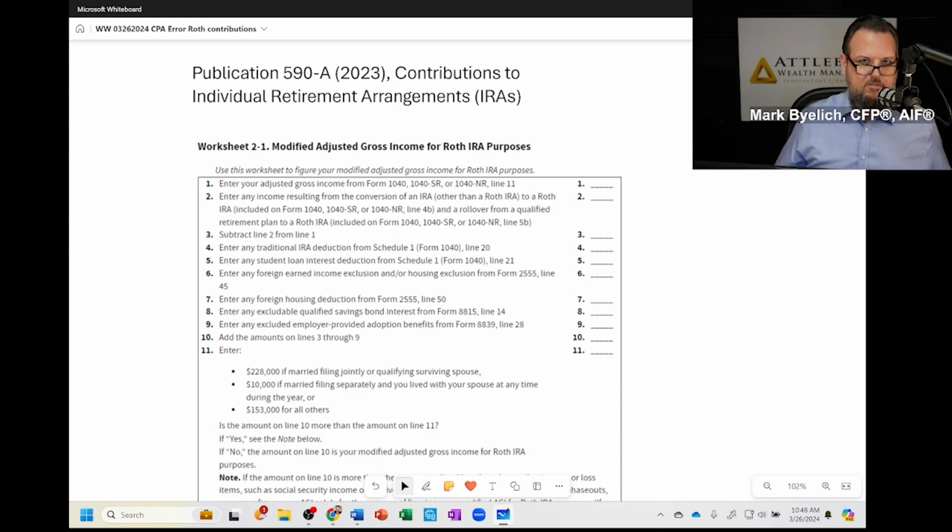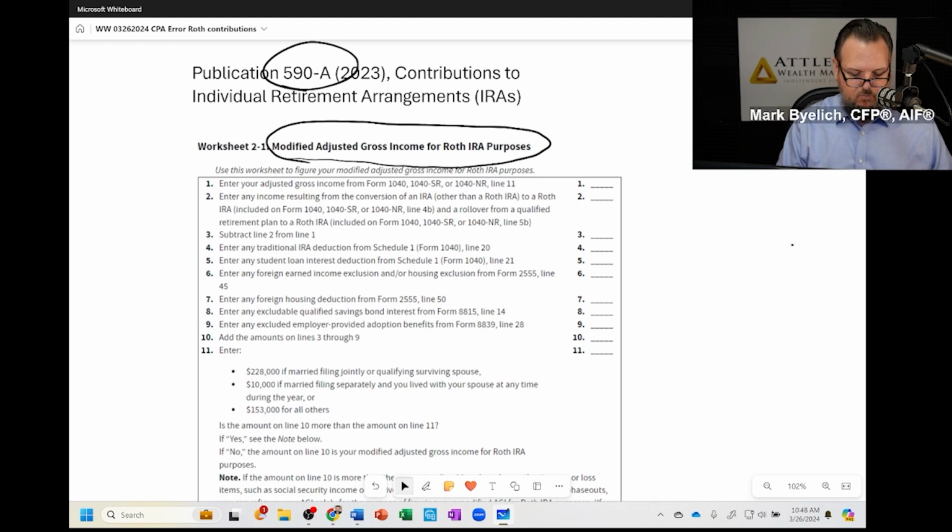It came back something like, there's nothing I can point to in the tax code that shows that there's an exclusion for Roth conversions in the calculation of modified adjusted gross income for Roth contributions. Well, what you can point to is Publication 590-A from the IRS. And there's a worksheet that is used to determine modified adjusted gross income for Roth IRA purposes, Worksheet 2-1.